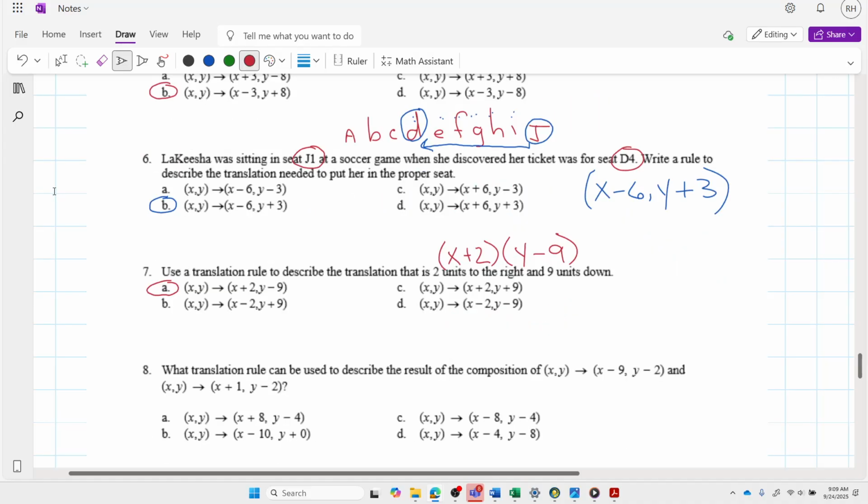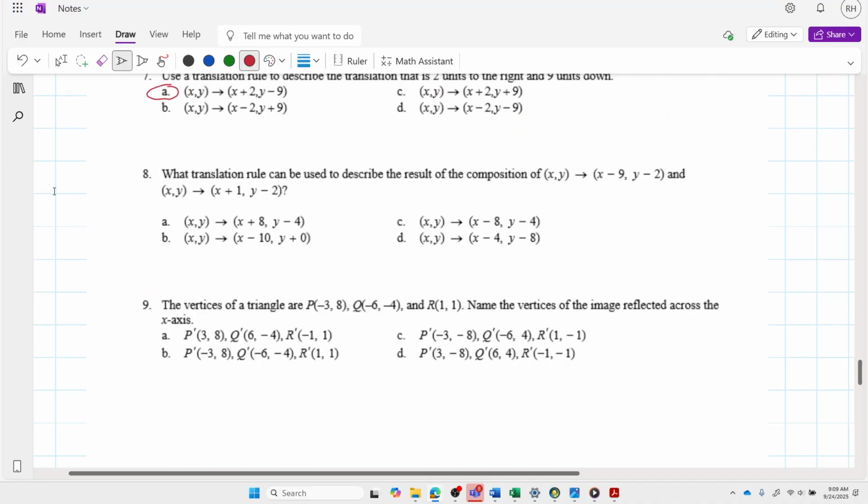All right, problem number 8, you're asked, what translation rule can be used to describe the composition? Composition means you're going to move twice. Your first move is going to be x minus 9, y minus 2. Your second move is going to be x plus 1, y minus 2. So if you just take these two translations and combine them, or add them together, it'll give you the composition rule.